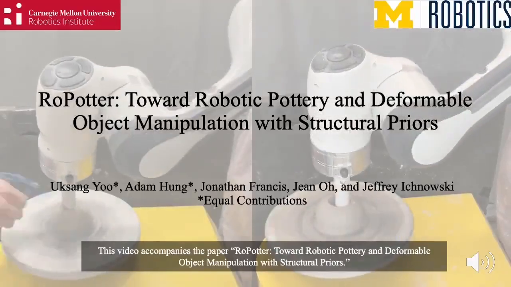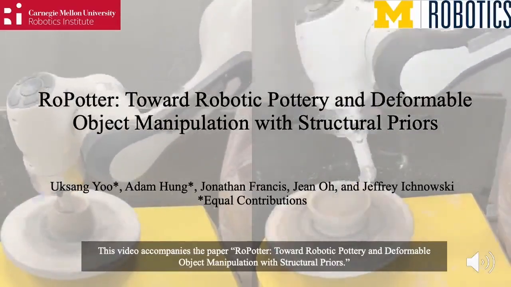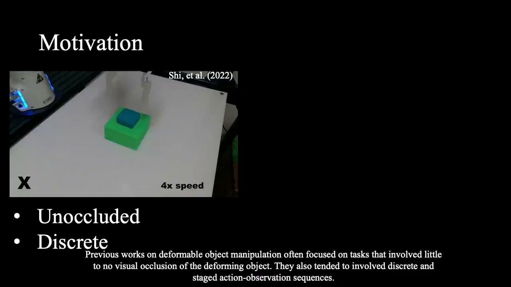This video accompanies the paper RoPotter, toward robotic pottery and deformable object manipulation with structural priors. Previous works on deformable object manipulation often focused on tasks that involved little to no visual occlusion of the deforming object. They also tended to involve discrete and staged action observation sequences.